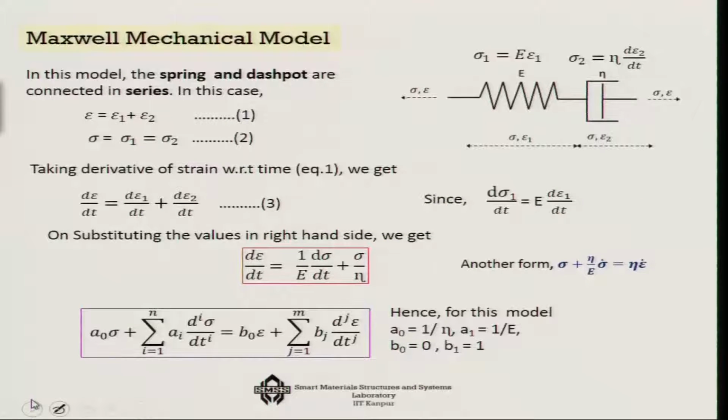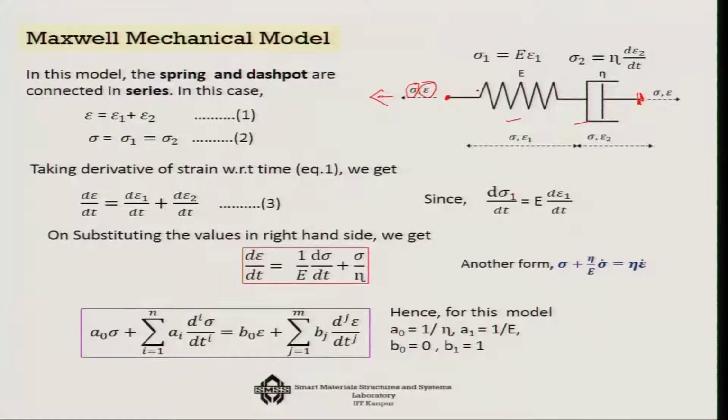Now in the Maxwell model we have the spring and the dashpot. These two are in series with each other. So let us imagine that we have applied a force which is causing a stress sigma and the overall strain epsilon in the spring dashpot model. So suppose if I fix it on one side and apply a force, then the stress is sigma and the strain is epsilon.